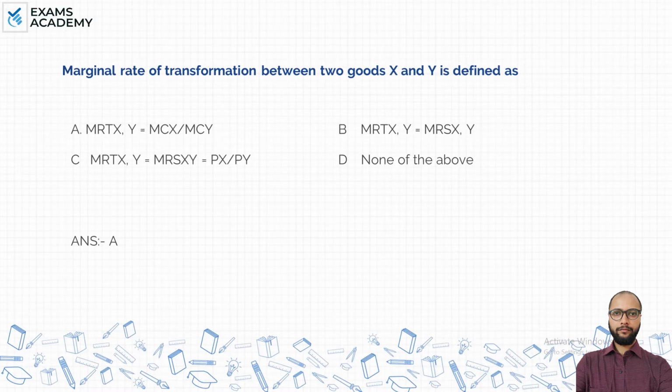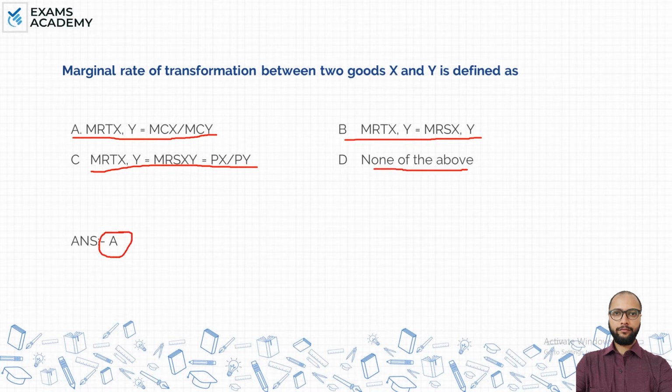So the question is, marginal rate of transformation between two goods X and Y is defined as. Option A is MRT equals MCX by MCY. Option B is MRT is equal to MRS. Option C is MRT is equal to MRS is equal to PX by PY. While option D is none of the above. Of course, you can see the correct answer is option A.